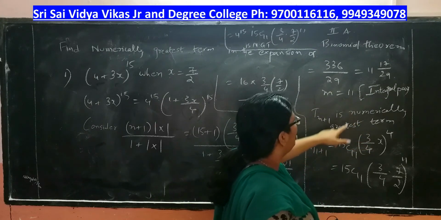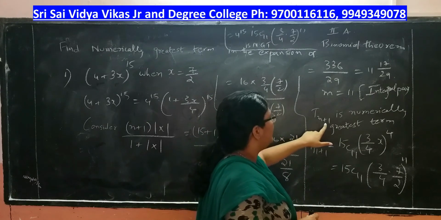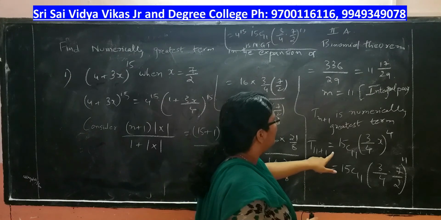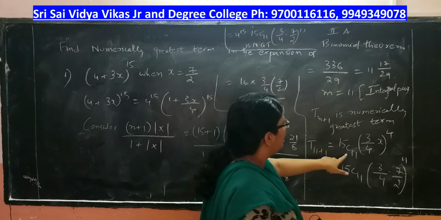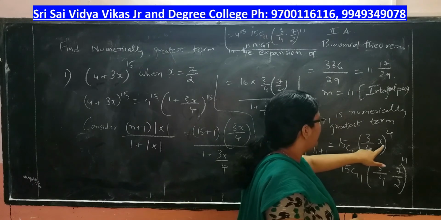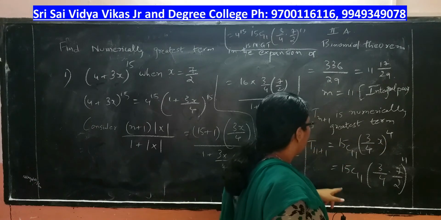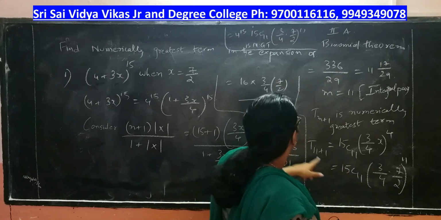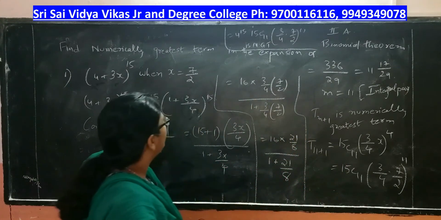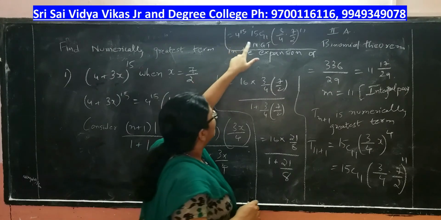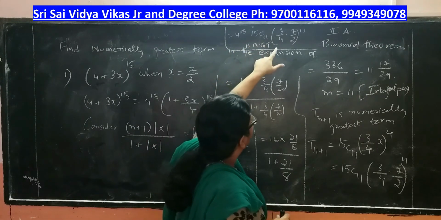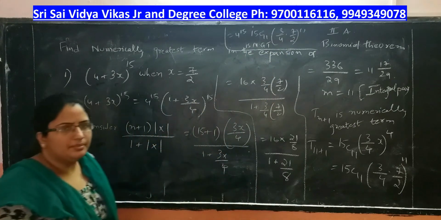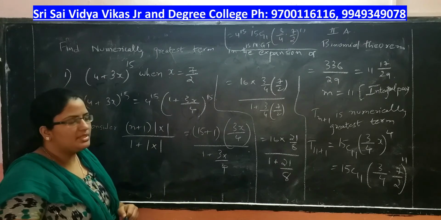Once you get the m value, T(m+1) is the numerically greatest term, that is T(11+1) is equal to 15C11 (3x/4)^11. Now T(m+1) is this much, but we have taken 4^15 out. So 4^15 into 15C11 (3/4 into 7/2)^11, that is the numerically greatest term. So that's about this problem, children.